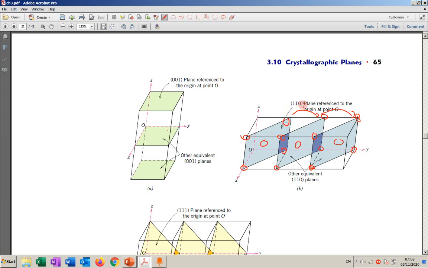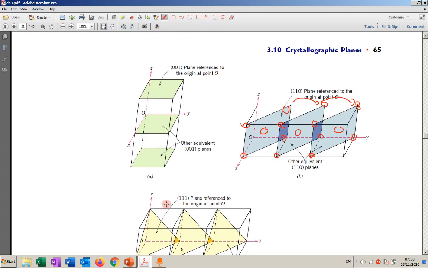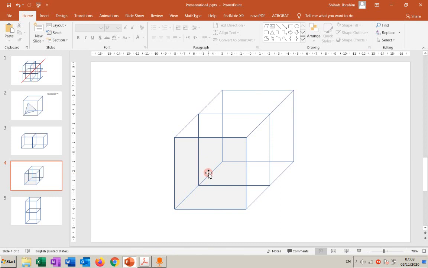For example, if this is 1, 1, 0, there's also 1, 1, 0, this 1, 1, 0. I'll come back to this one. The same thing here, equivalent plane. Equivalent plane. So I did this one twice. In the beginning it was only 1 cube, and now it's 2 cubes. I got exactly the same indices.